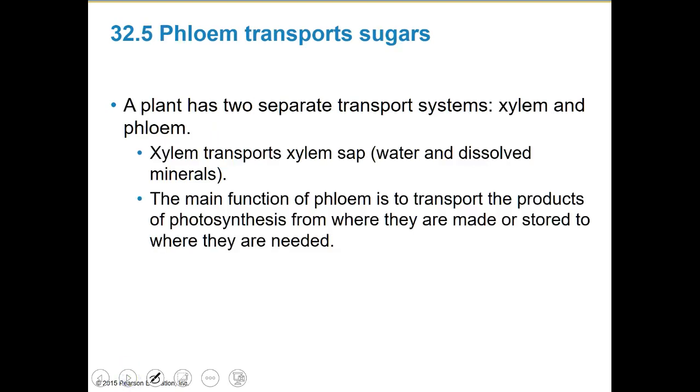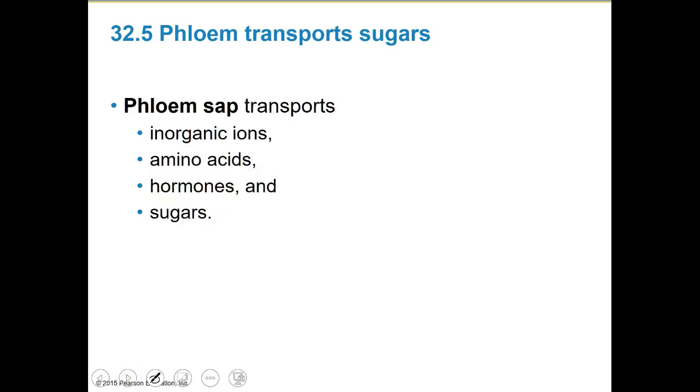Okay, so a plant has two separate transport systems. Again, that's xylem and phloem. The xylem transports xylem sap, which is water and dissolved minerals. The main function of phloem, though, is to transport the products of photosynthesis, so the sugars. The sugars send the glucose to where it's needed. So the phloem sap transports inorganic ions, amino acids, hormones, and the main sugar. So it just transports all the important stuff.